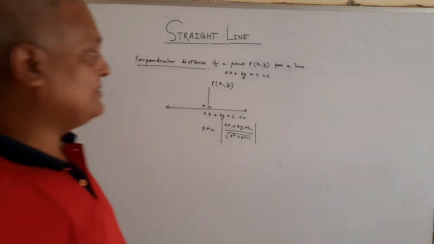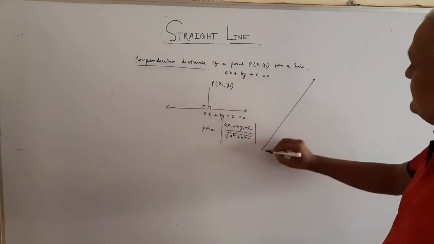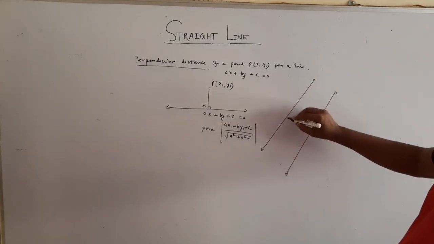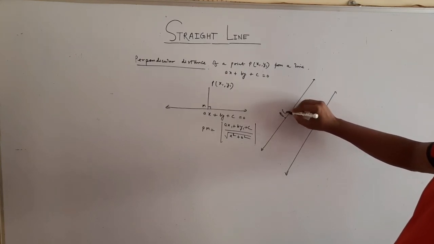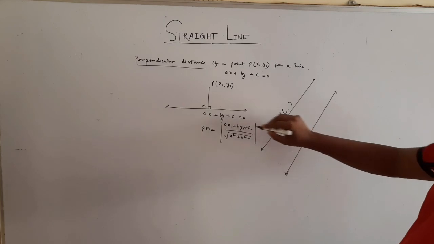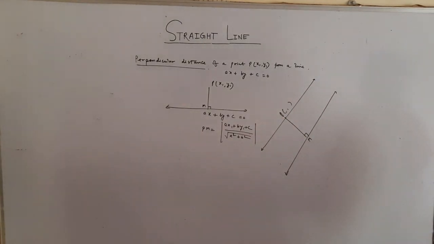Sometimes we get the situation of how to find the perpendicular distance between two lines. If they are parallel, then you have to find any one point on one line and then drop a perpendicular to the other. Using this method you can find the perpendicular distance between these two lines.